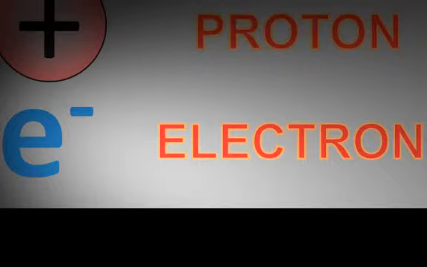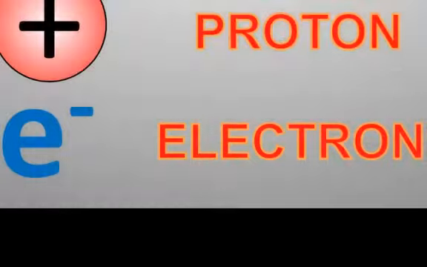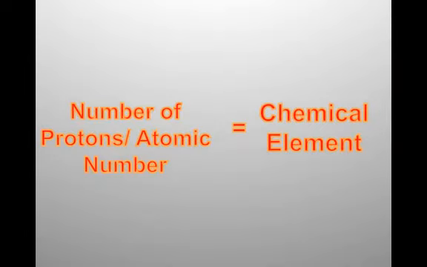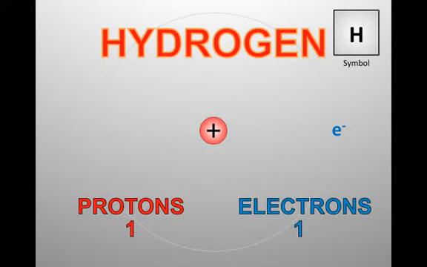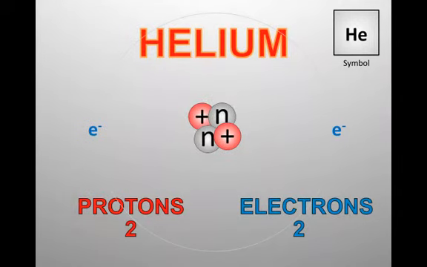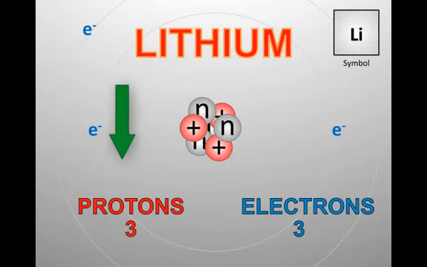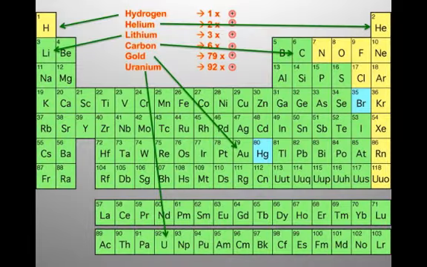It is within the electron cloud where these fast-moving electrons can be found. The number of protons within an atom will determine what chemical element it is. As we have seen before, hydrogen atoms contain one proton in their nuclei. Looking at other elements, a helium atom will contain 2 protons, lithium will contain 3, carbon 6, and so on.